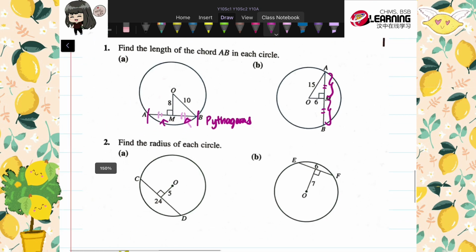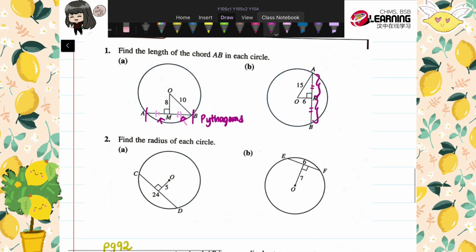Okay, Pythagoras theorem, I'm sure you know how to do it. You check the answer behind there to compare with your answer.